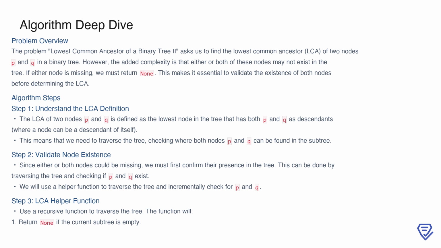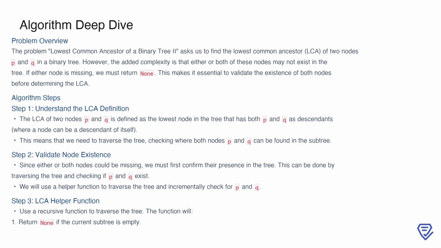To tackle this, we break the solution into clear steps. First, we need to ensure we fully understand the LCA definition. Next, we validate whether both P and Q are present in the tree. Finally, we implement a recursive helper function to traverse the tree and identify the LCA. Let's start by walking through these steps.